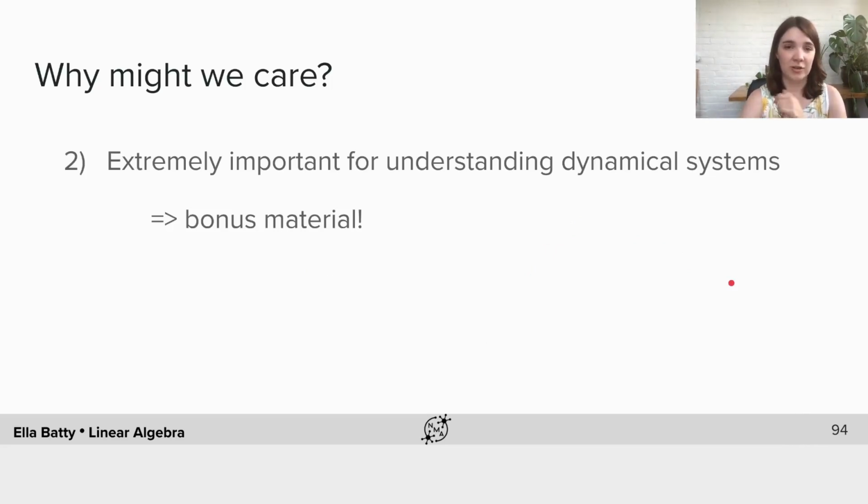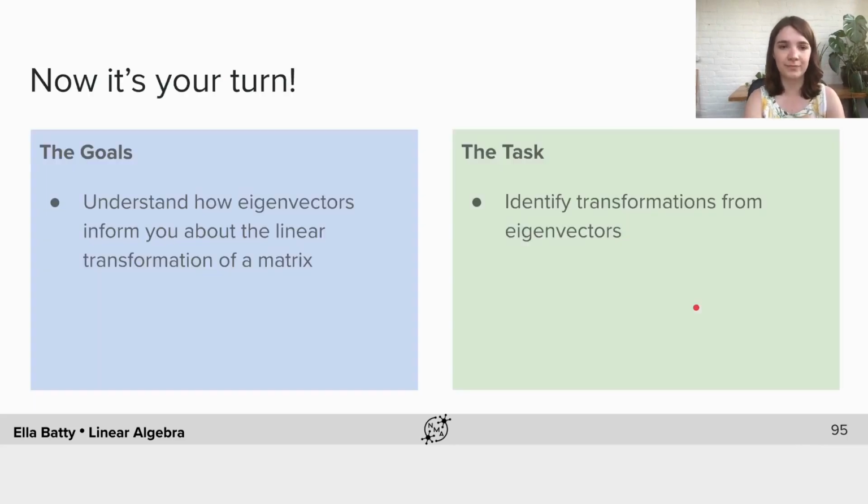Eigenvalues and eigenvectors are also extremely important for understanding dynamical systems, so you'll get into that a little if you get to the bonus tutorial today, but you'll also see that a lot in the Comp Neuro course. Alright, so now you will use eigenvectors to understand how a matrix is transforming space.